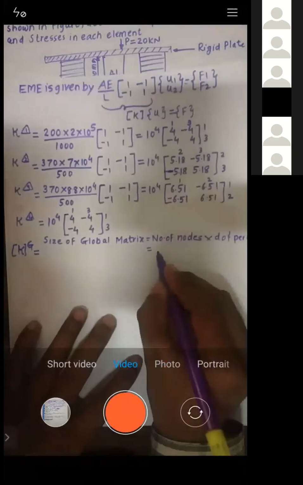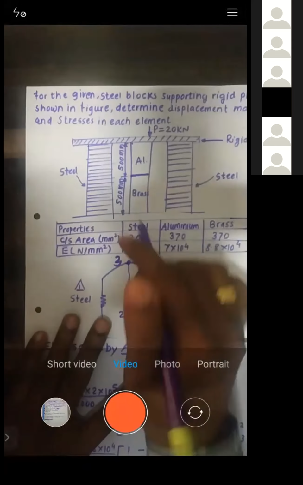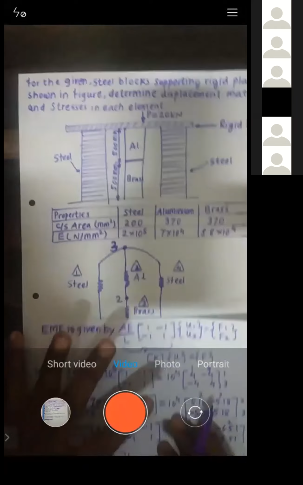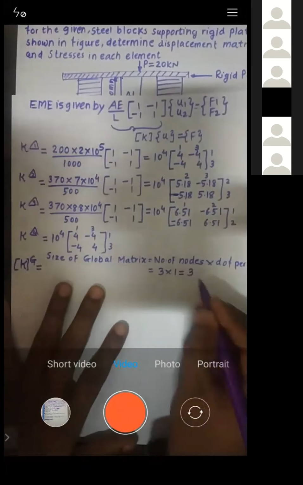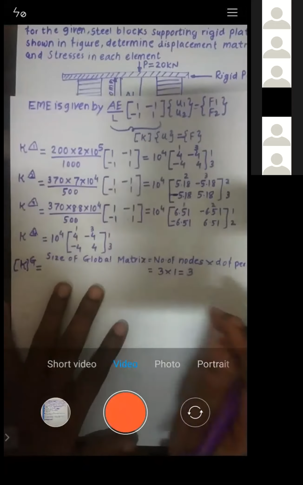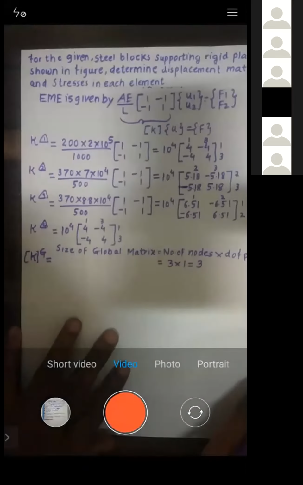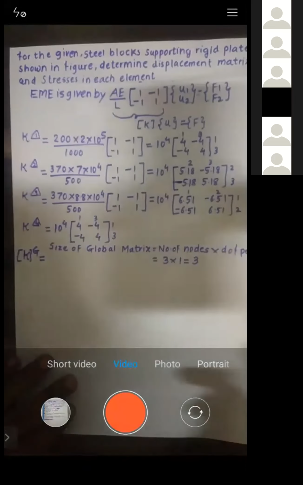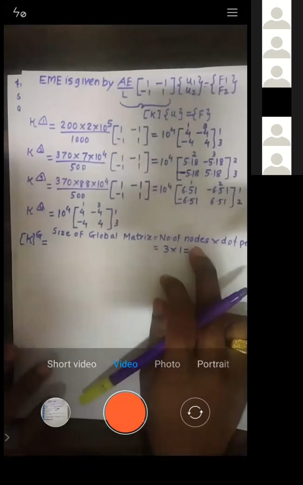There are 3 nodes, and each node can only move in the vertical direction because you have applied the load in the vertical direction, right? So it can move only in the vertical direction. So that is 1. So you will have the size of the global stiffness matrix equal to 3 by 3. Because it's a matrix, you have rows multiplied by columns. So what is the size of the global matrix? It is 3 by 3, right?